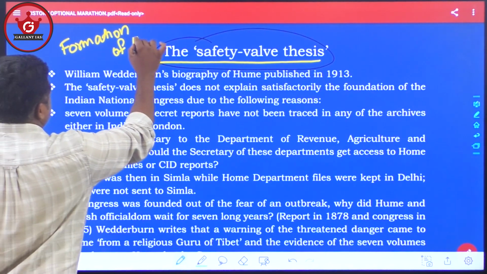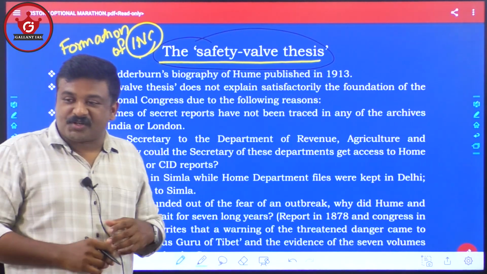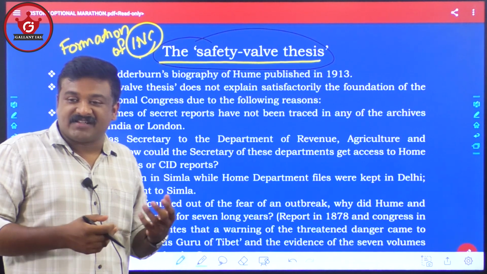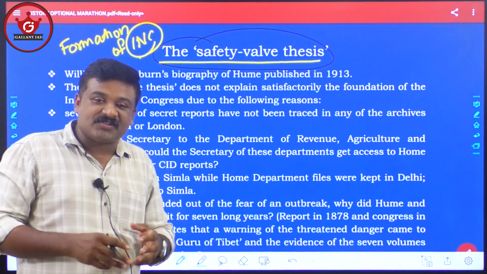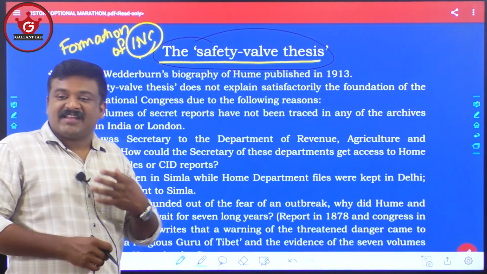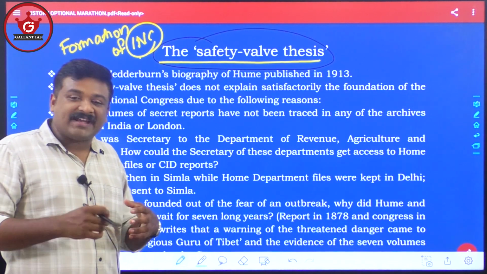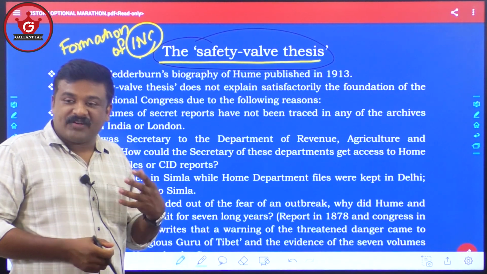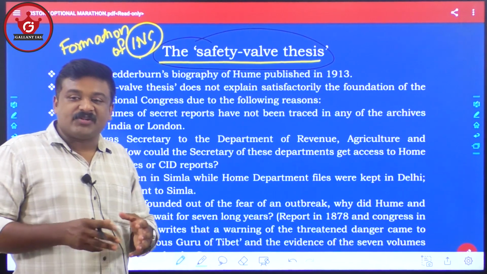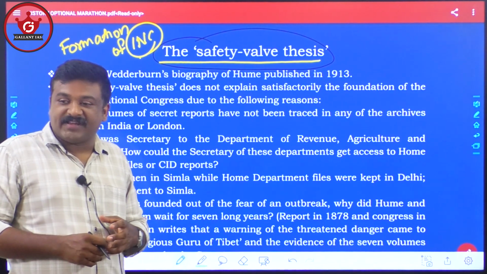So lots of theories are there regarding the formation of INC. Some say it is safety valve thesis, some say it is lightning conductor thesis. Different theses, different theories are there. So the question can be: do you think the safety valve thesis or safety valve theory satisfactorily explains the very formation, the objectives of the formation of INC?